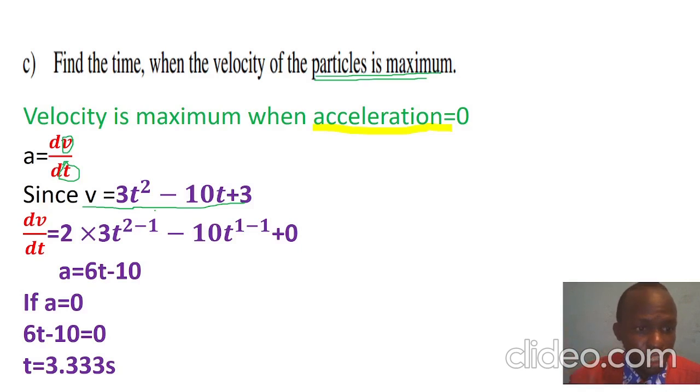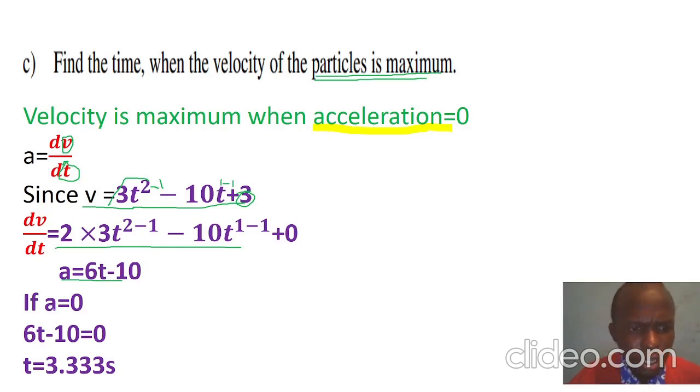So drop this 2 here, 2 minus 1, then this t is the same as t power 1, subtract 1, and then this will be just 0. Like you can see here, 2 times 3, now it simplifies to a is equal to 6t minus 10. So this is acceleration. For you to get acceleration, differentiate the velocity function.